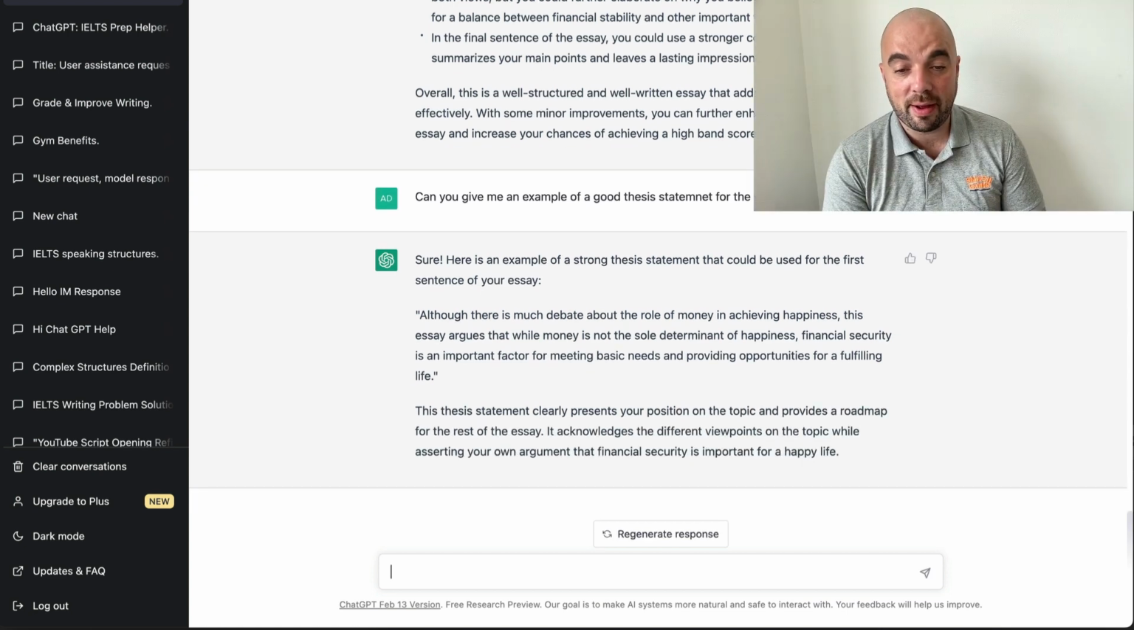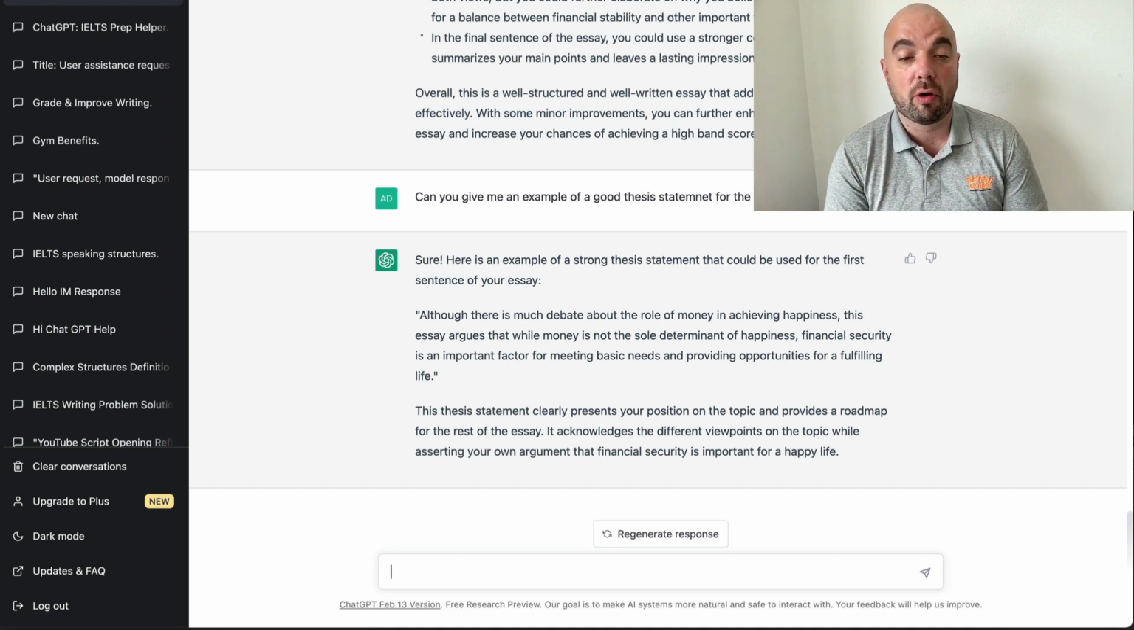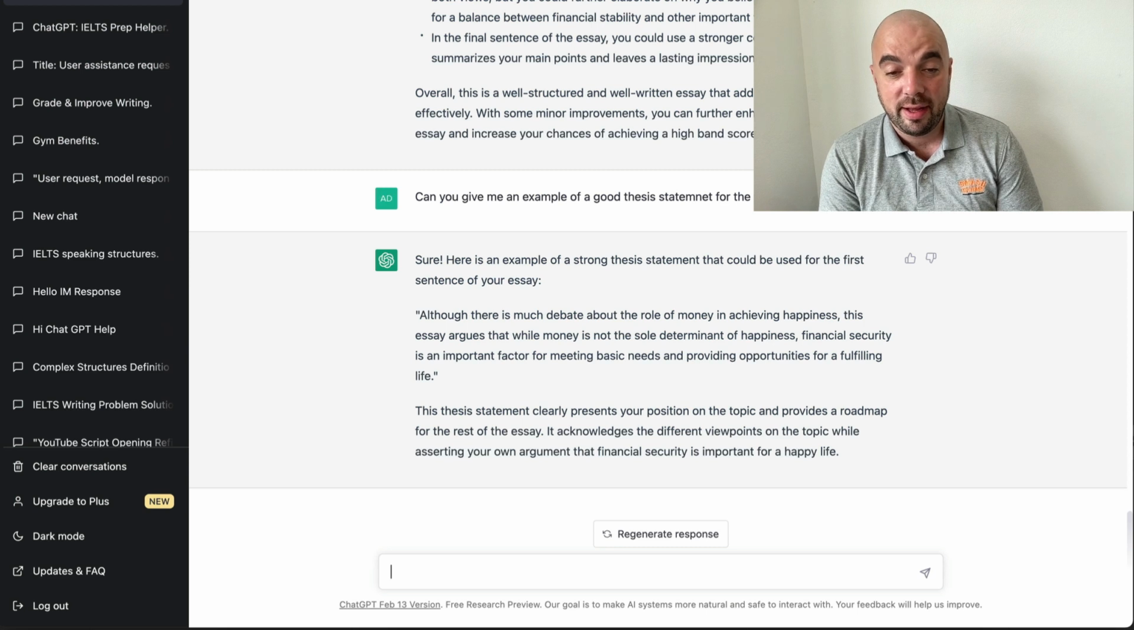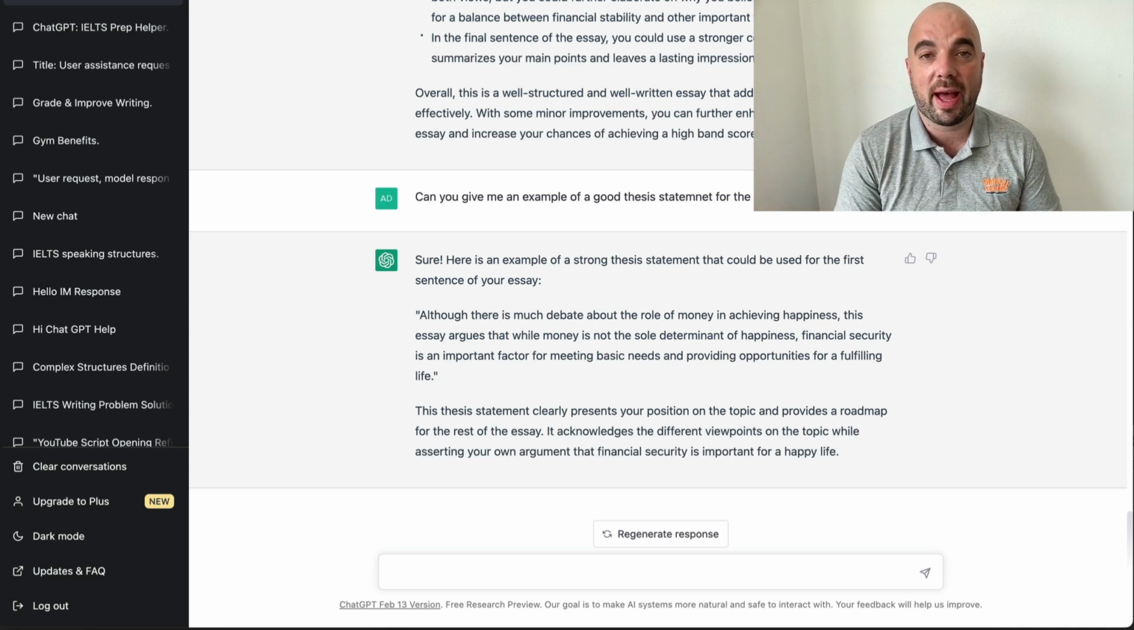Although there is much debate about the role of money in achieving happiness, this essay argues that while money is not the sole determinant of happiness, financial security is an important factor for meeting basic needs and providing opportunities for a fulfilling life. This one clearly presents your position on the topic and provides a roadmap for the rest of the essay. It acknowledges the different viewpoints on the topic while asserting your own argument, which is exactly what you need to do for the IELTS test.